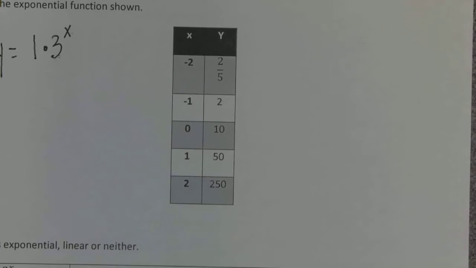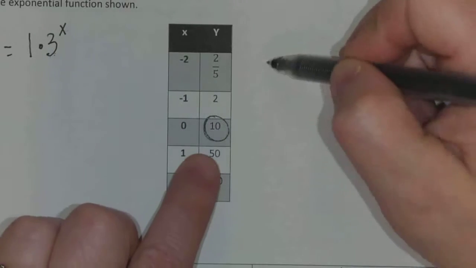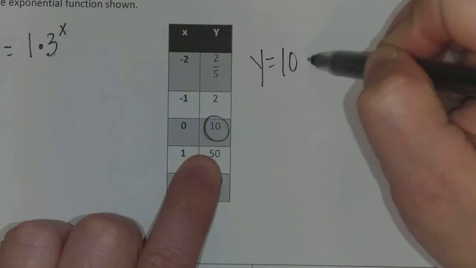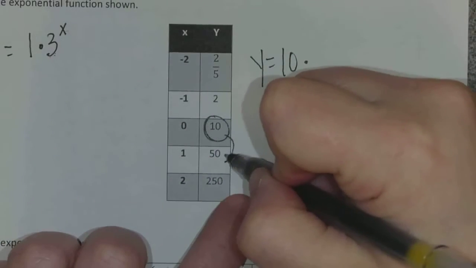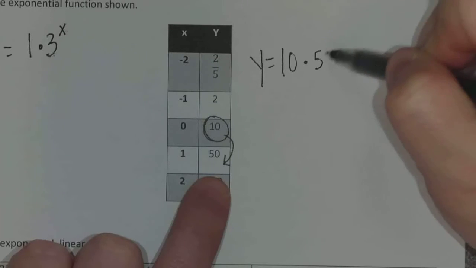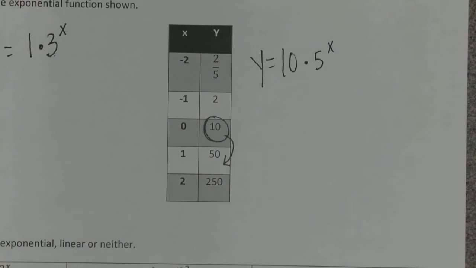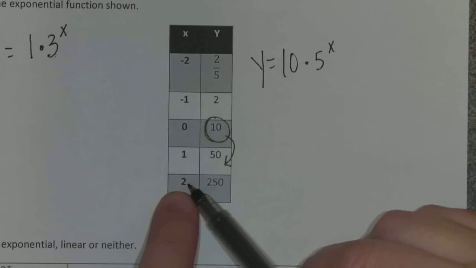Okay, this last one again, the number that's next to the 0 is going to be the number I'm multiplying by here. And then how did I get from 10 to 50? I multiplied by 5, so it's 5 to the x. Plug in the 2 to make sure it works.